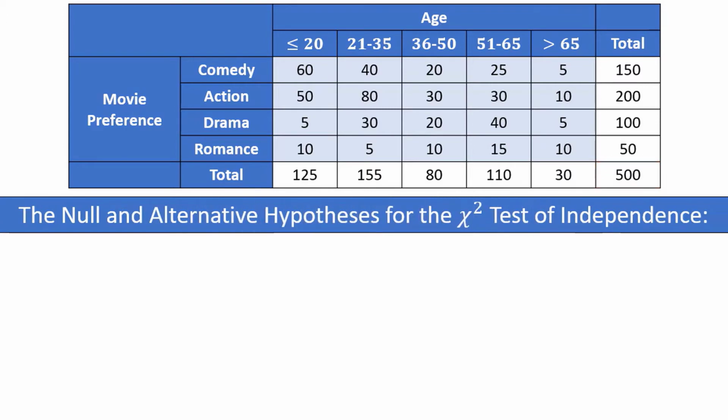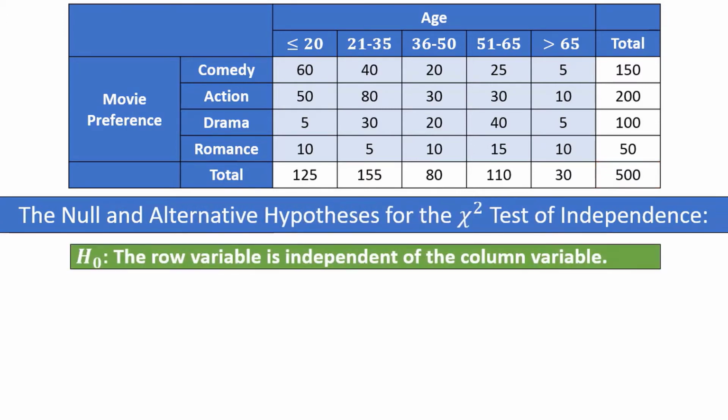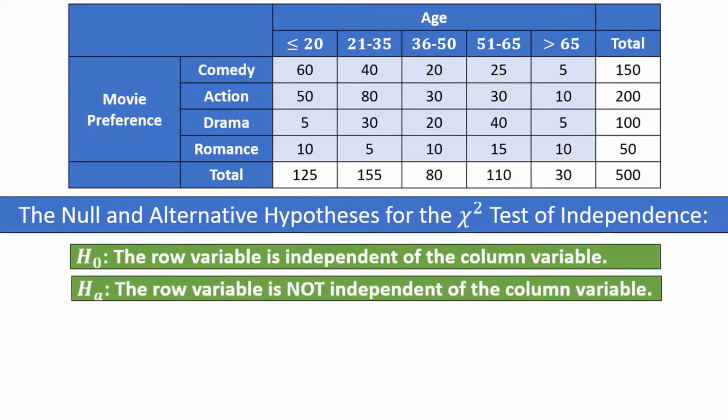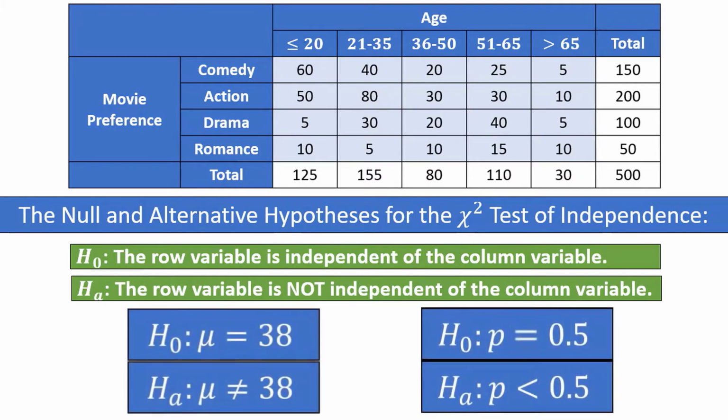For a chi-square test of independence, the null hypothesis is always that the row variable is independent of the column variable, and the alternative hypothesis is always that the row variable is not independent of the column variable. And yes, we literally write out a sentence for the null and alternative hypotheses, which might seem a bit odd if you are used to hypothesis tests with means or proportions, where we use parameters like mu or p, and then we had to think about which inequality signs to use.